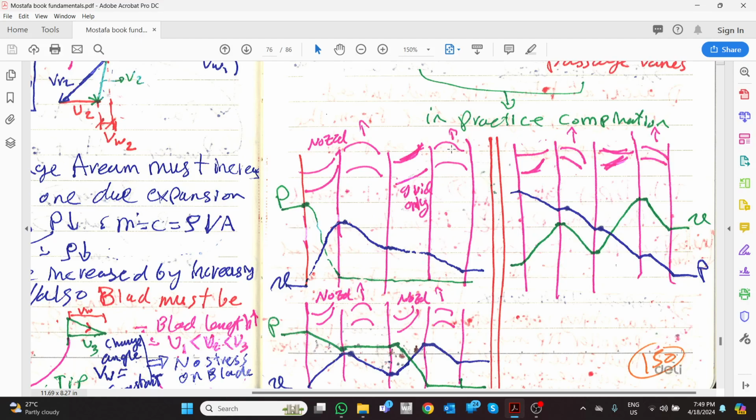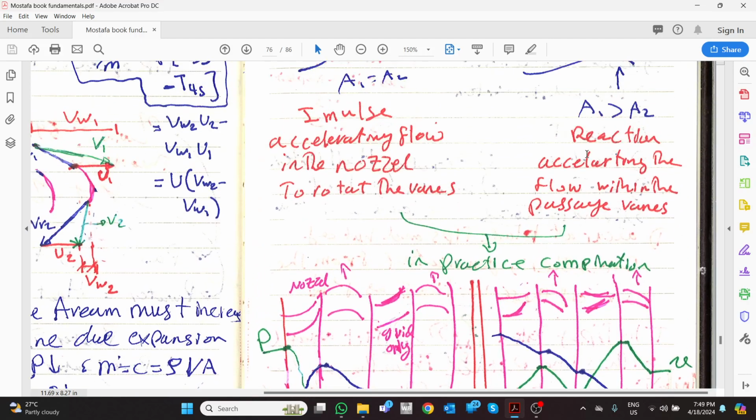The pressure of the gas will be at high pressure, then it is reduced, then it is almost constant till the end, because all the pressure in the nozzle is changed to kinetic energy, so we are only absorbing the kinetic energy and transferring it to the vanes.